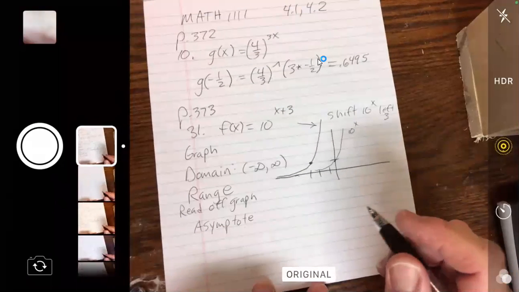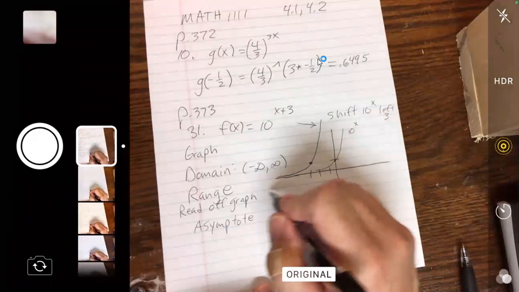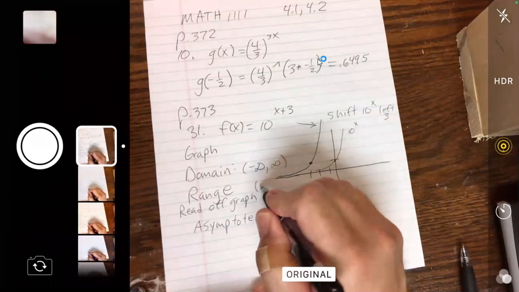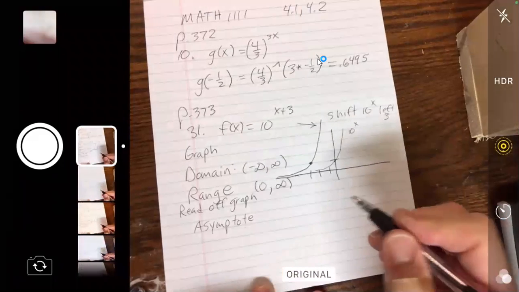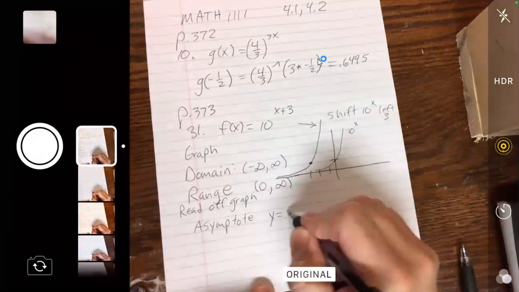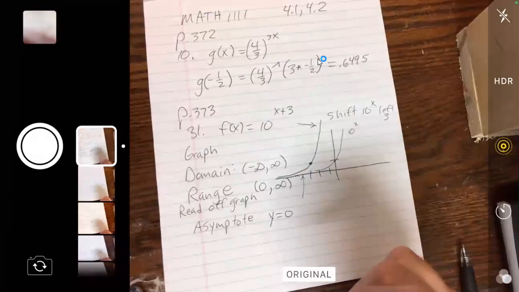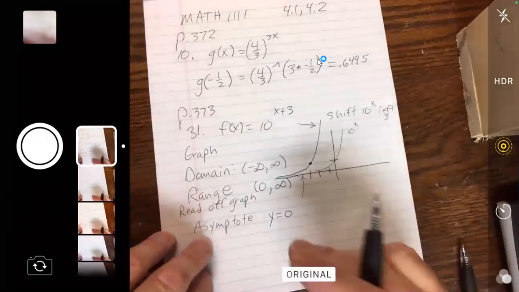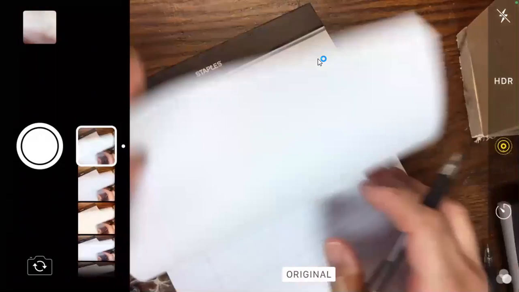All right, well, you can see the range starts at 0 on the y vertically, again with parentheses because it does not touch 0 and goes off to infinity. Your asymptote will be y equals 0, the x-axis. So that is the kind of things they want in a lot of these problems.